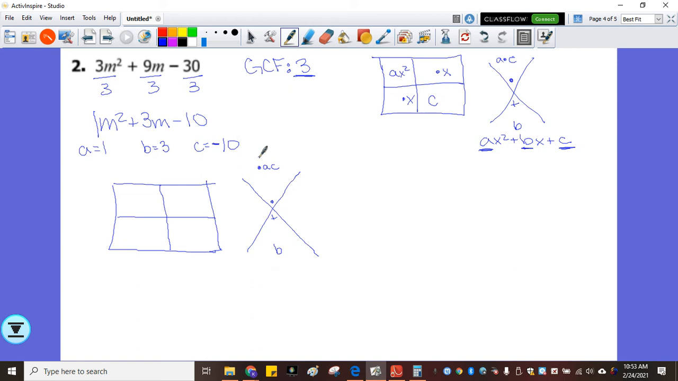So A times C, 1 times negative 10 is negative 10. And B is 3. So I want you to think of 2 numbers that multiply to negative 10 and add to 3.